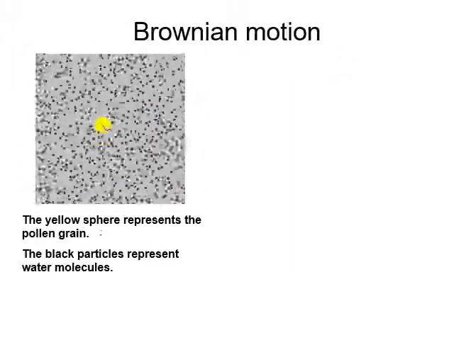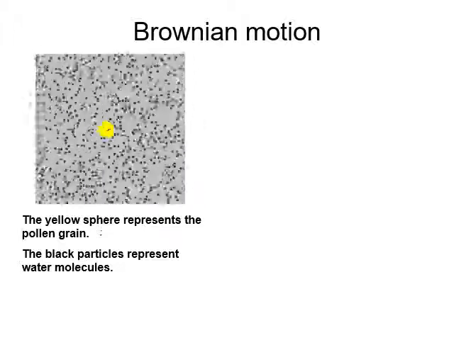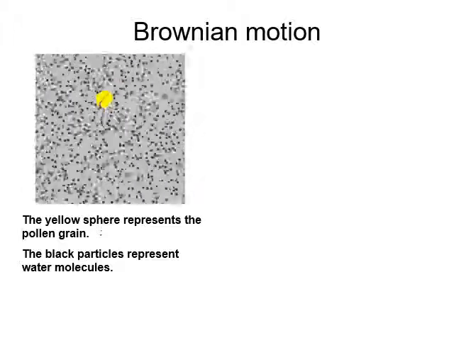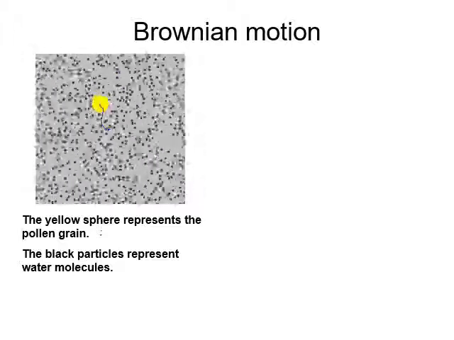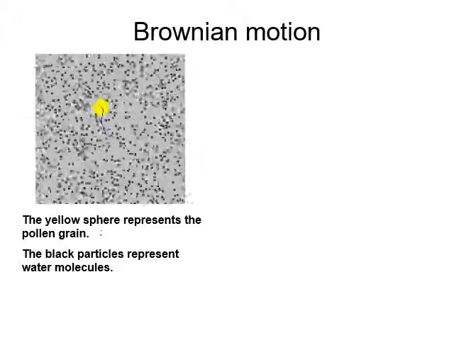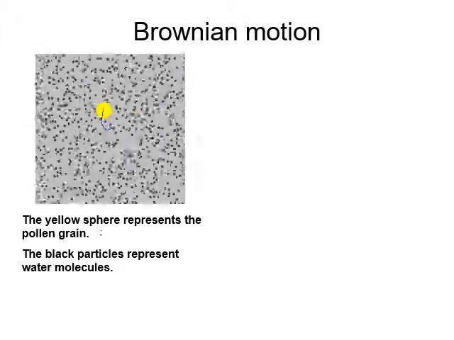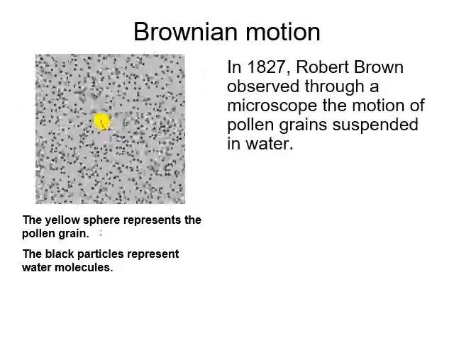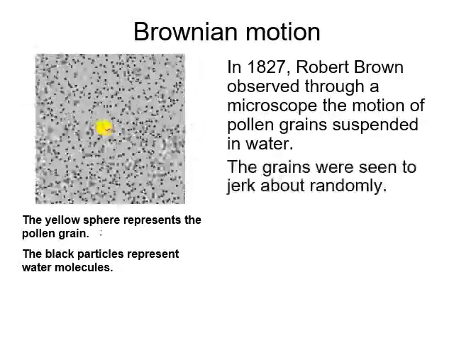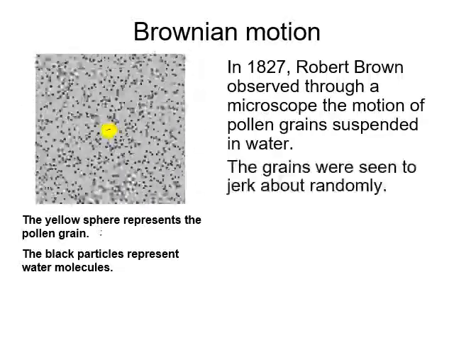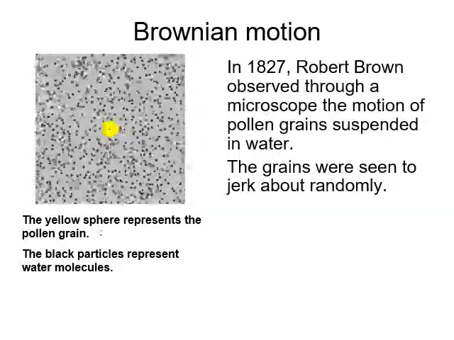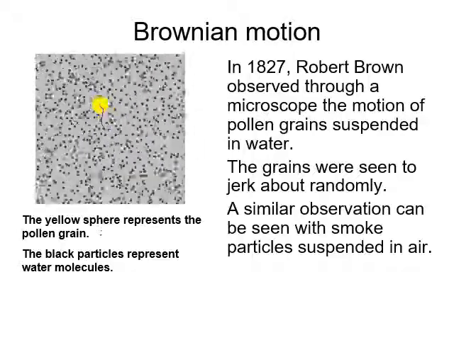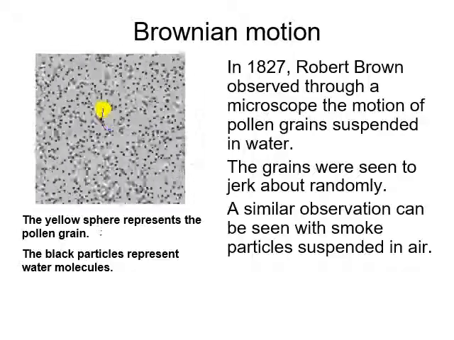Here in this animation we have the yellow sphere representing something called a pollen grain. You may have looked at this in biology. And the black particles represent water molecules. So basically this is a pollen grain dropped in some water, on the surface. In 1827, Robert Brown observed through a microscope the motion of pollen grains suspended in water. The grains, as you can see by the animation and the blue line, are moving around randomly. You can also see a similar observation when you have smoke particles suspended in the air.